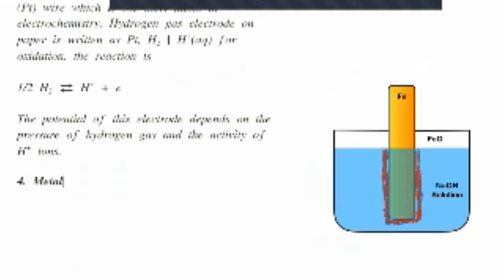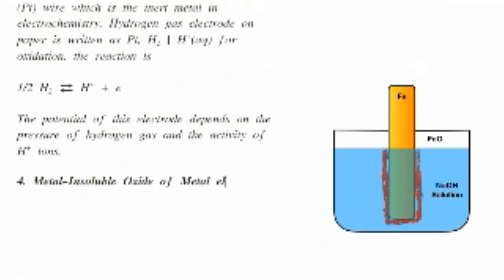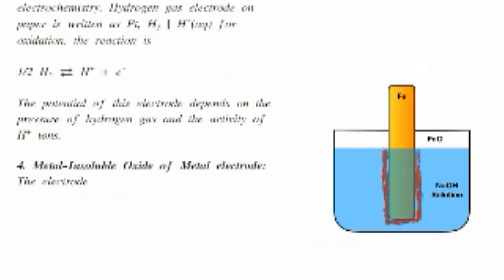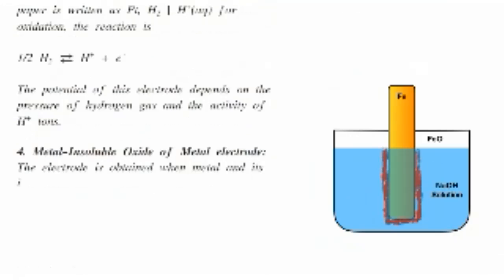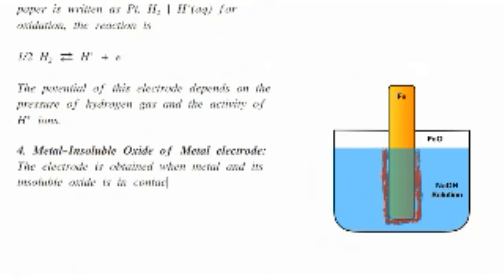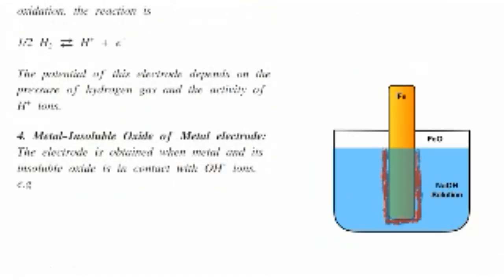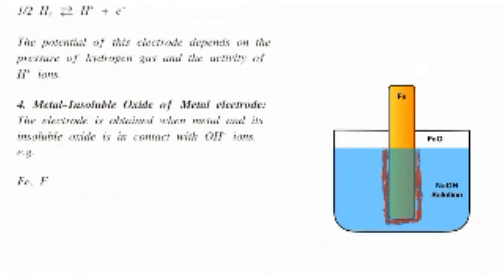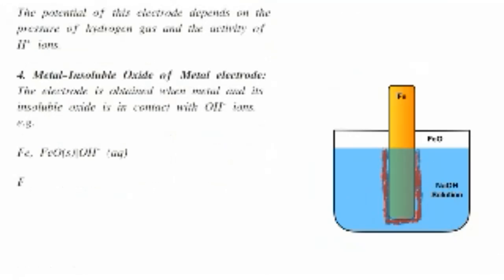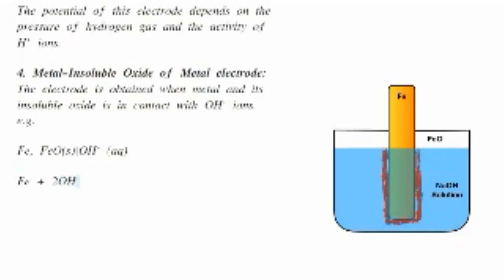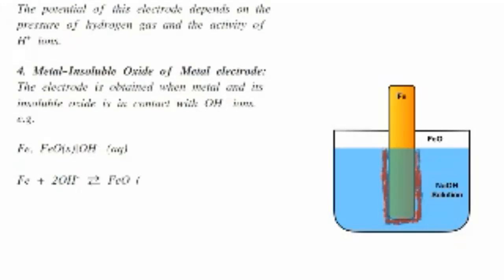Fourth, metal insoluble oxide of metal electrodes. The electrode is obtained when a metal and its insoluble oxide are in contact with OH- ions. For example, iron and iron oxide, which is an insoluble salt, in contact with OH- solution. The oxidation reaction for this electrode is iron combines with two OH- ions, producing iron oxide, an insoluble salt, plus water, and two electrons are liberated.